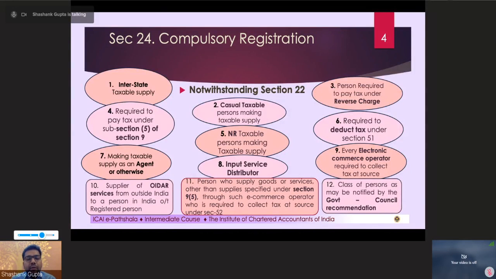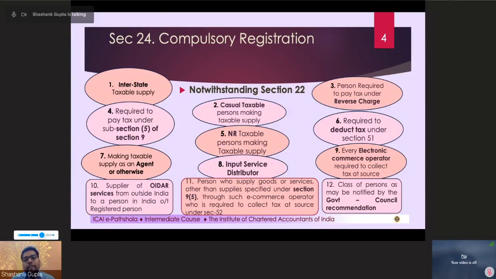And friends, one more thing let me tell you. Like I told you that even if the turnover is 2 lakh, 50,000, 10,000 or 1 rupee, but if he gets covered under any of the clauses of compulsory registration, then irrespective of the turnover, the registration has to be obtained. And once the registration has been obtained under GST, then tax has to be charged on every transaction.